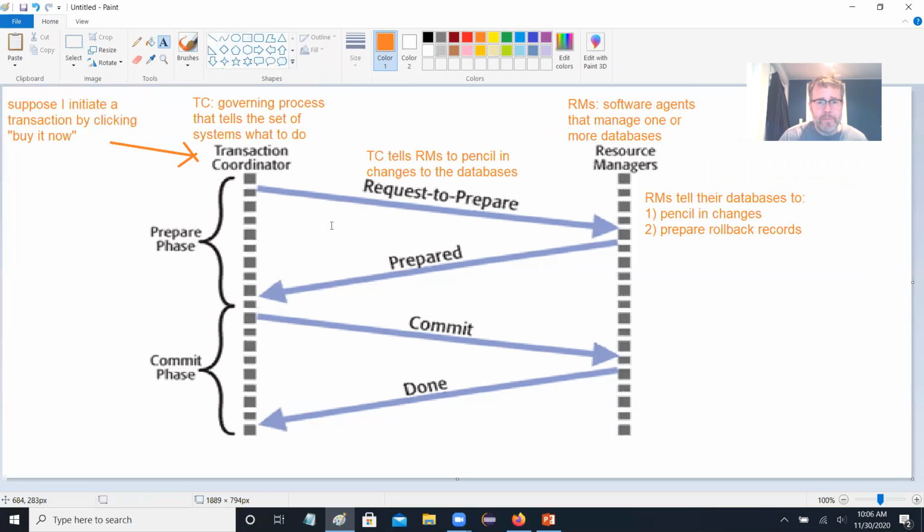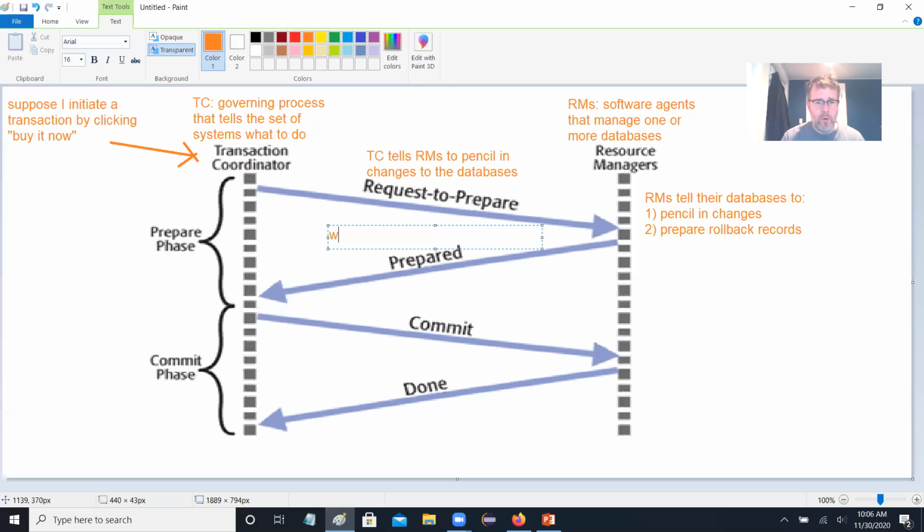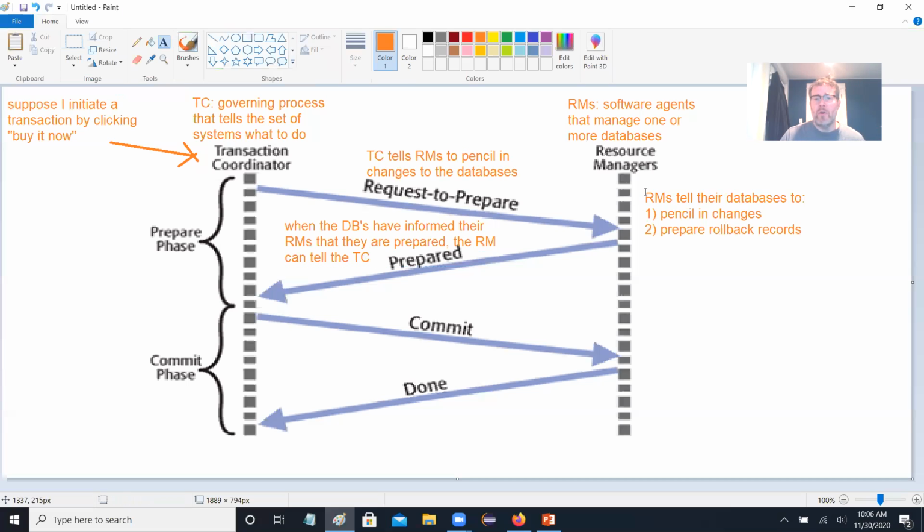Okay, then one at a time, when the databases have informed the resource managers that they are prepared, the resource manager can tell the transaction coordinator. Great. Okay, so one at a time, all these databases, they tell their resource manager, yep, I'm done. When every database belonging to a particular resource manager has confirmed that they're ready to go, the resource manager can respond back to the transaction coordinator and say, okay, we're ready to go too.